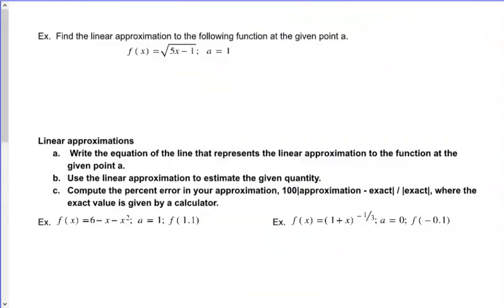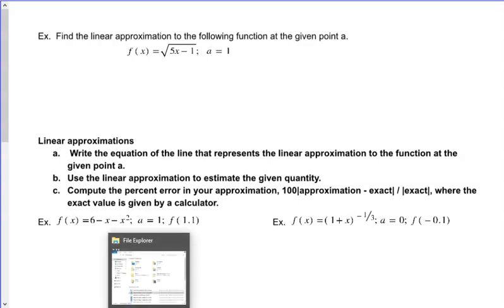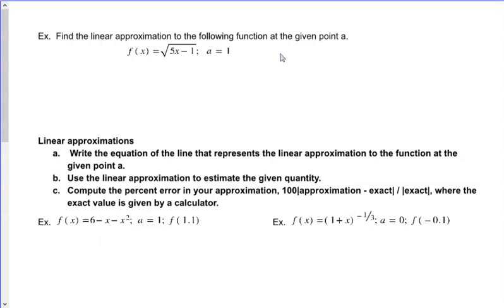Okay? All right. So, what about finding a linear approximation to the function at a given point A? Here we're just going to write the equation of a line. So, what do I need for that line? L of x is equal to f of A plus f prime of A times x minus A. So, let's figure that out.